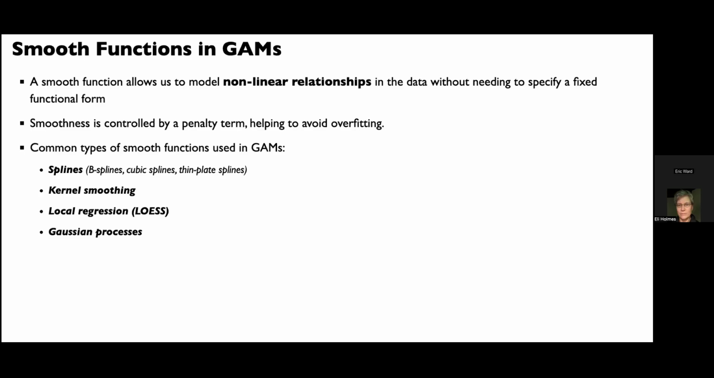There's a number of different common smooth functions that are used in GAMs. We'll talk about splines today. These are very similar to some of the other terminology you may have heard about: kernel smoothing, local regression, and Gaussian processes. And Gaussian processes we can actually implement in MGCV, but these are all different approaches for smoothing data, doing kind of local smoothing of data, where you allow the predictions at any point to be affected most heavily by your nearest neighbors.